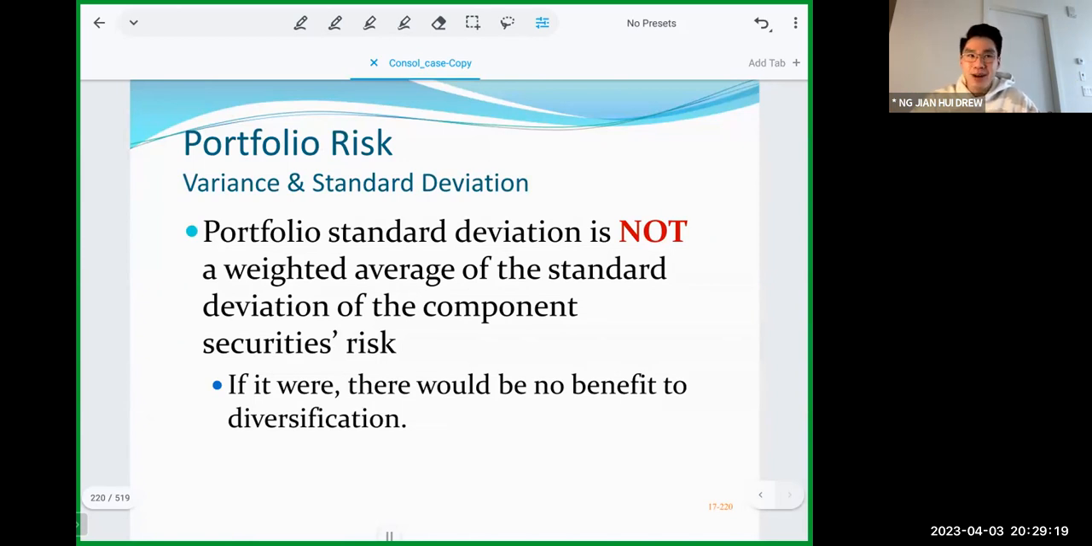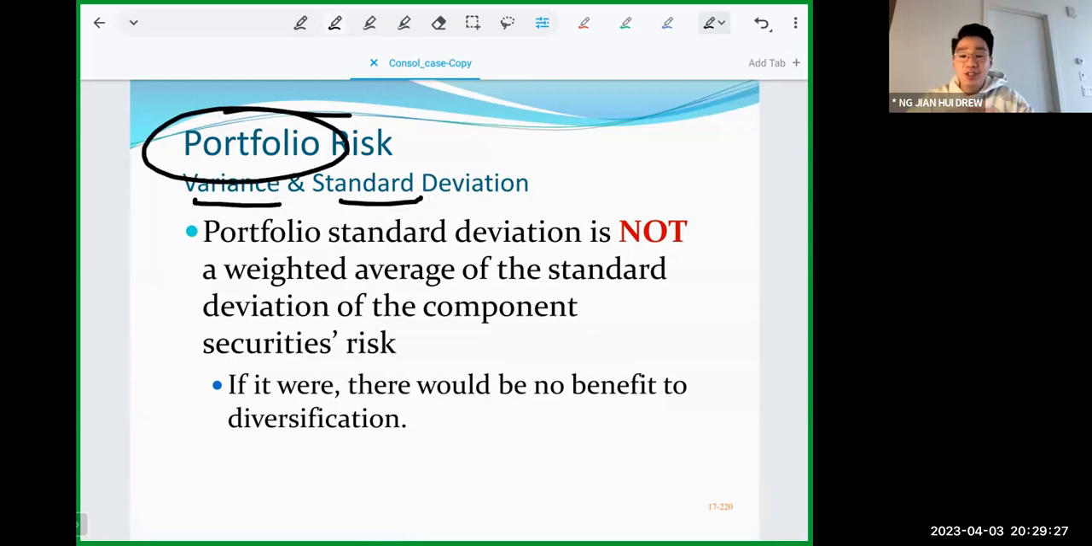Now, what is important is that the variance and standard deviation of a portfolio is not equal, I put a big not equal, to the summation of the individual stocks' variance and standard deviation. I'll repeat one more time, this is important: portfolio risk, or portfolio variance or standard deviation, is not the weighted average of the standard deviation of the individual stock components. So it's not.